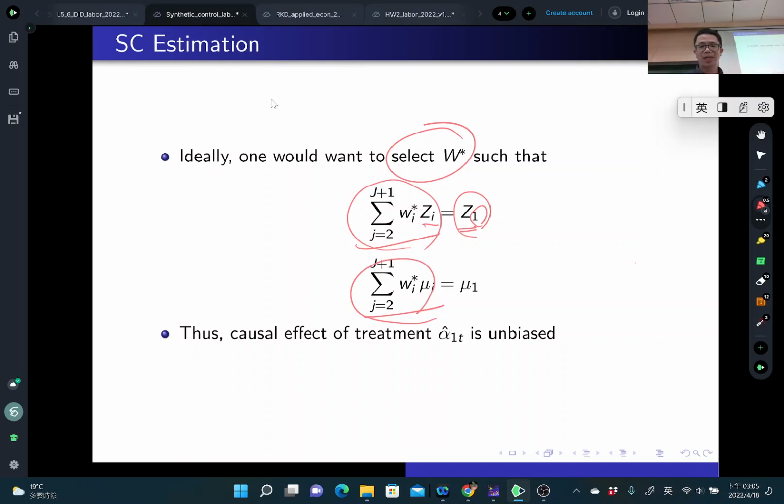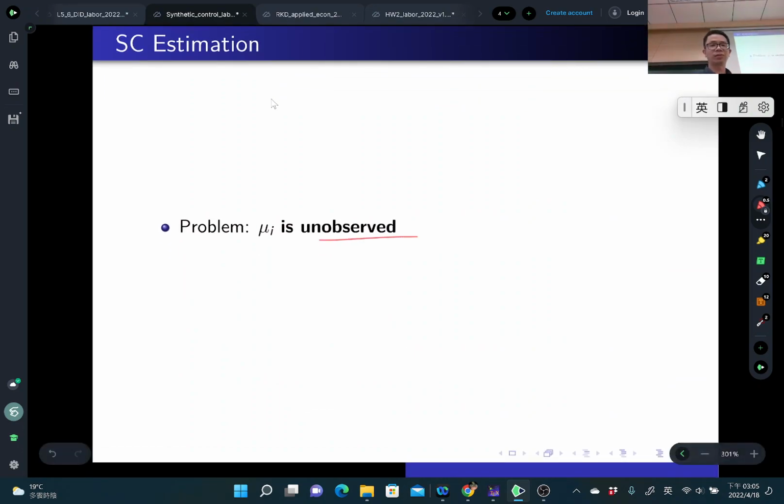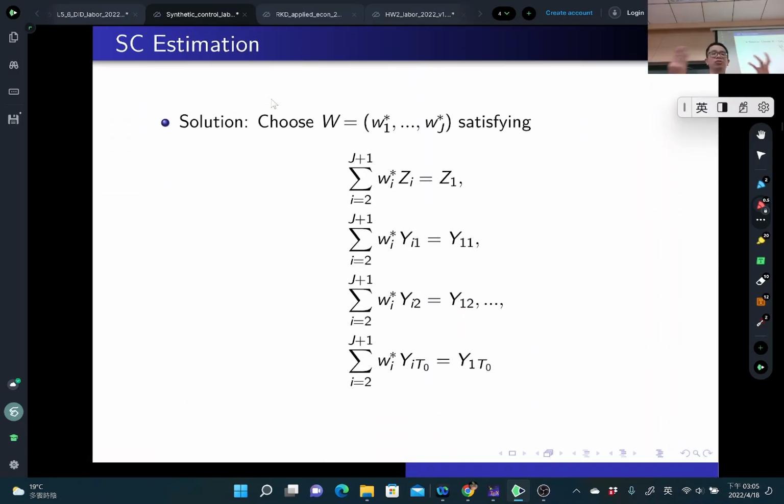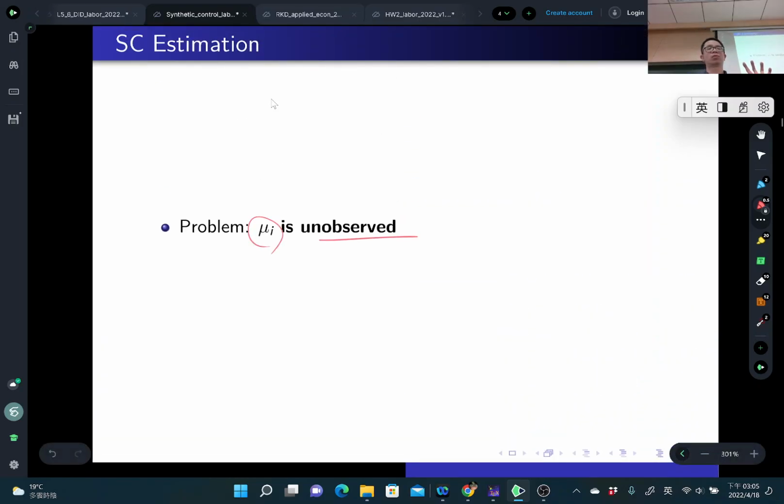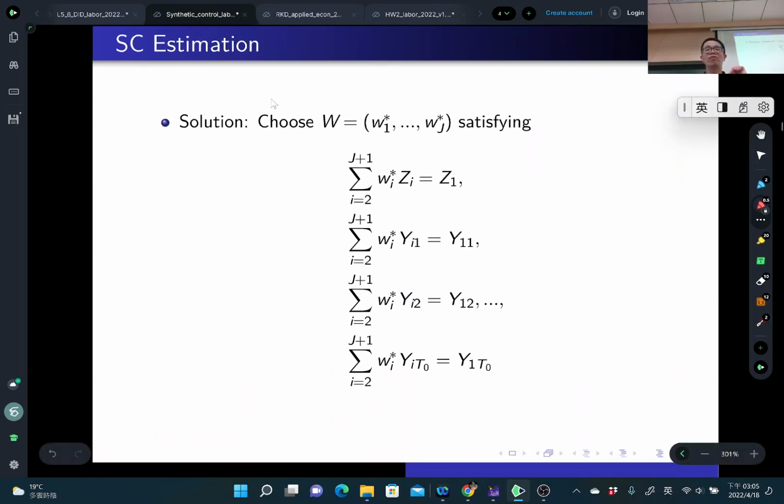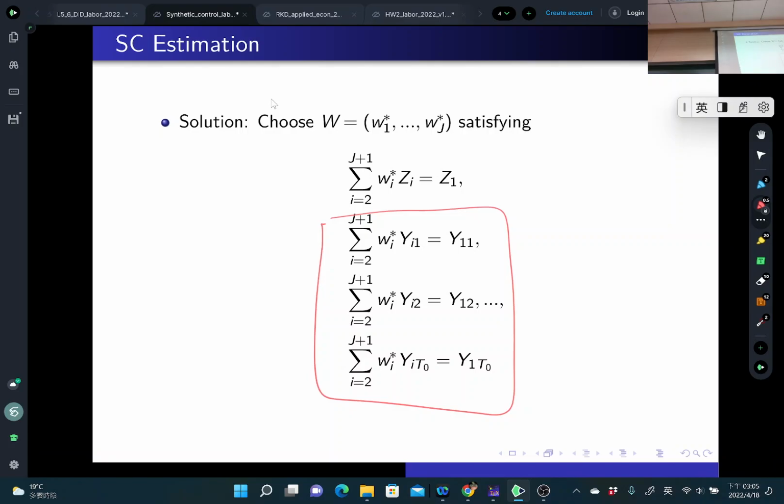But mu I is unobserved. That's the problem. And the beauty and the solution of the synthetic control method is we don't match the mu I. We don't try to fit the mu I. Fitting the pre-treatment outcome is enough. We fit every year's pre-treatment outcome for the treated unit 1. If we can find a way to match the time path of the outcome before treatment happened for the treated unit 1, for California, it automatically matches the mu.